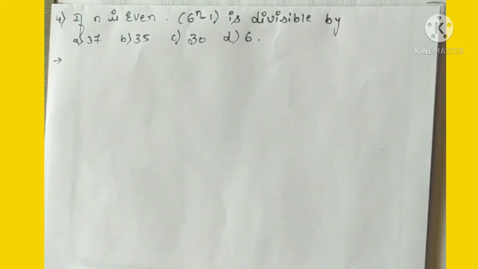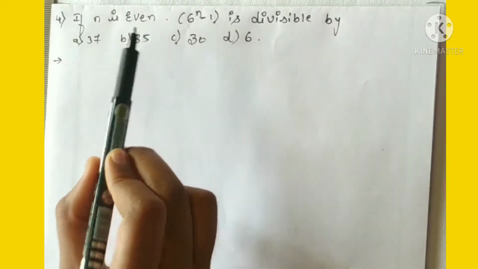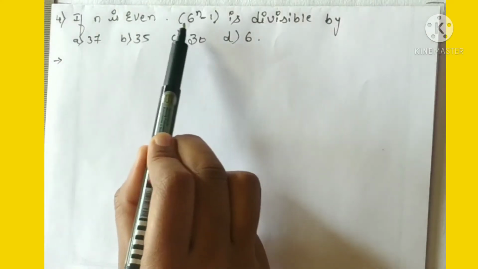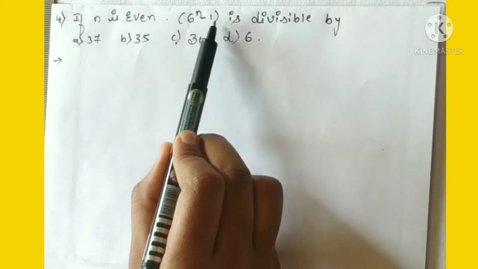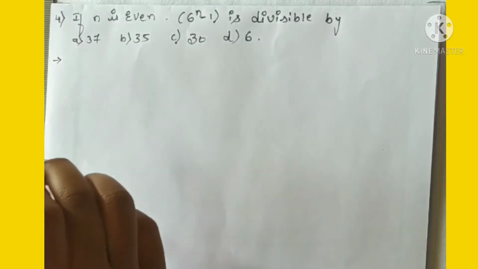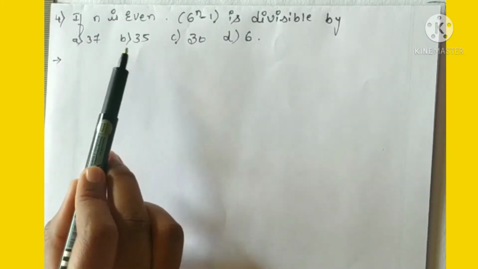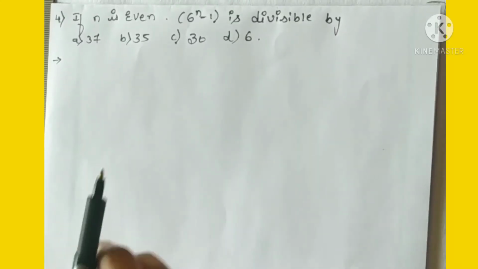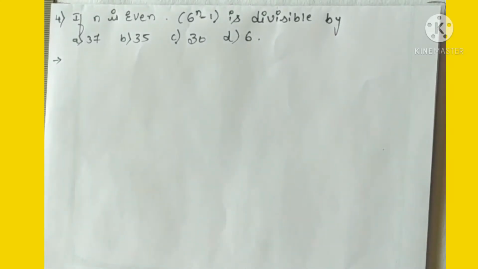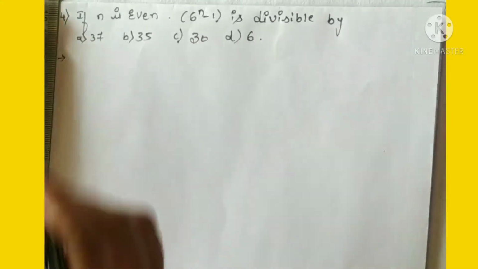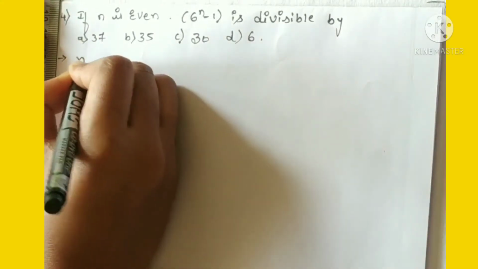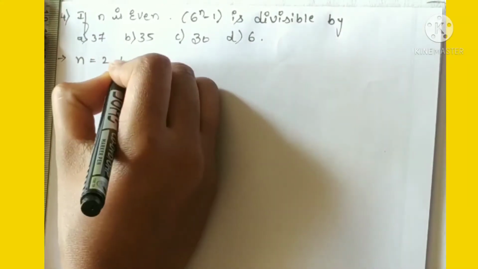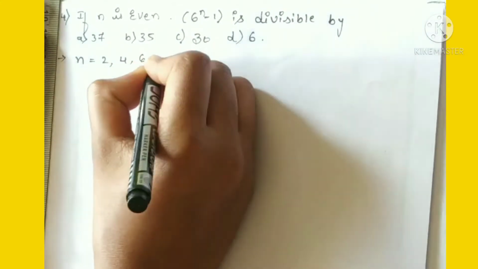Question number 4. If n is even, then 6 to the power of n minus 1 is divisible by the given options: 37, 35, 30 and 6. Here they given that n is even, so just put n is equal to even values, that is 2, 4, 6, 8, etc.